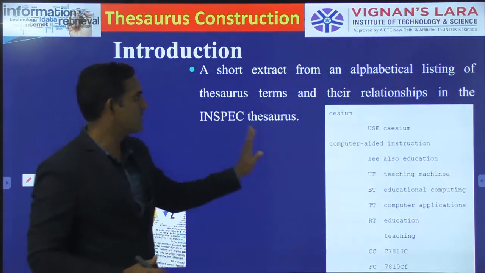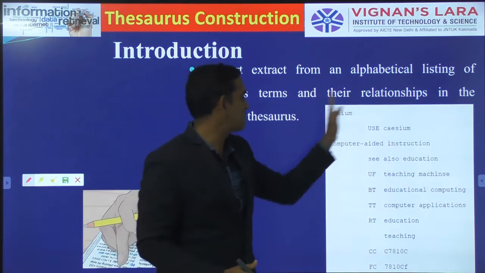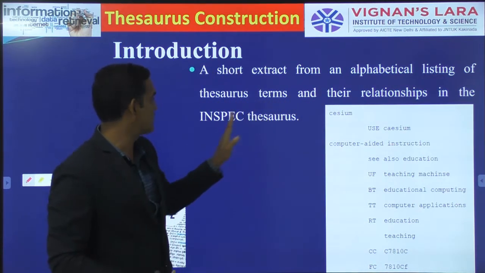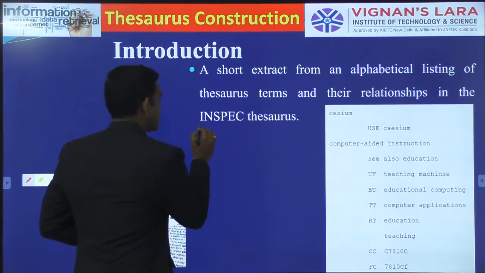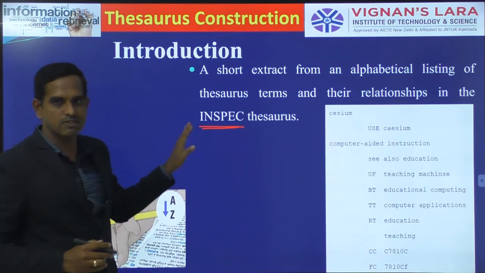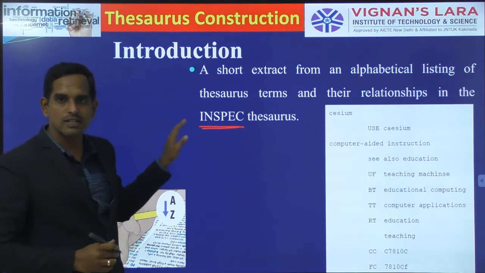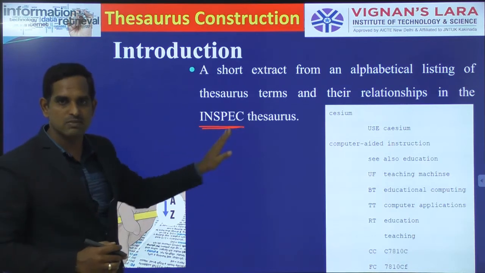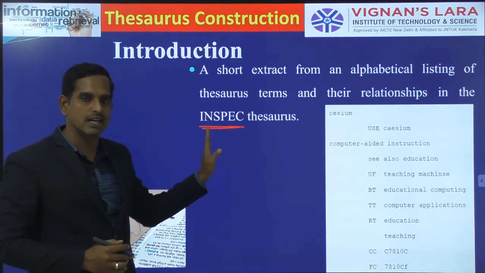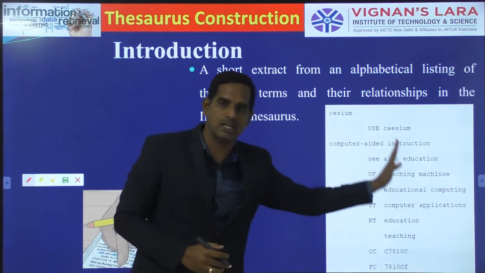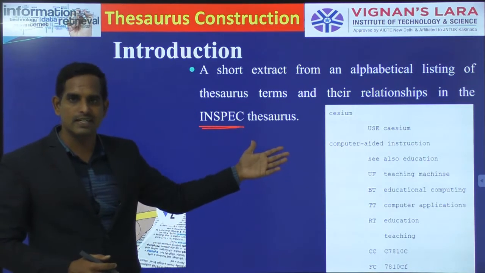So this is a short extract from the alphabetic listing of Thesaurus terms and their relationships in the Inspect Thesaurus. This is the system you are looking at, Inspect. This contains one Inspect system, and the Inspect IRS system will contain the Thesaurus. This is a short outline of what it contains.